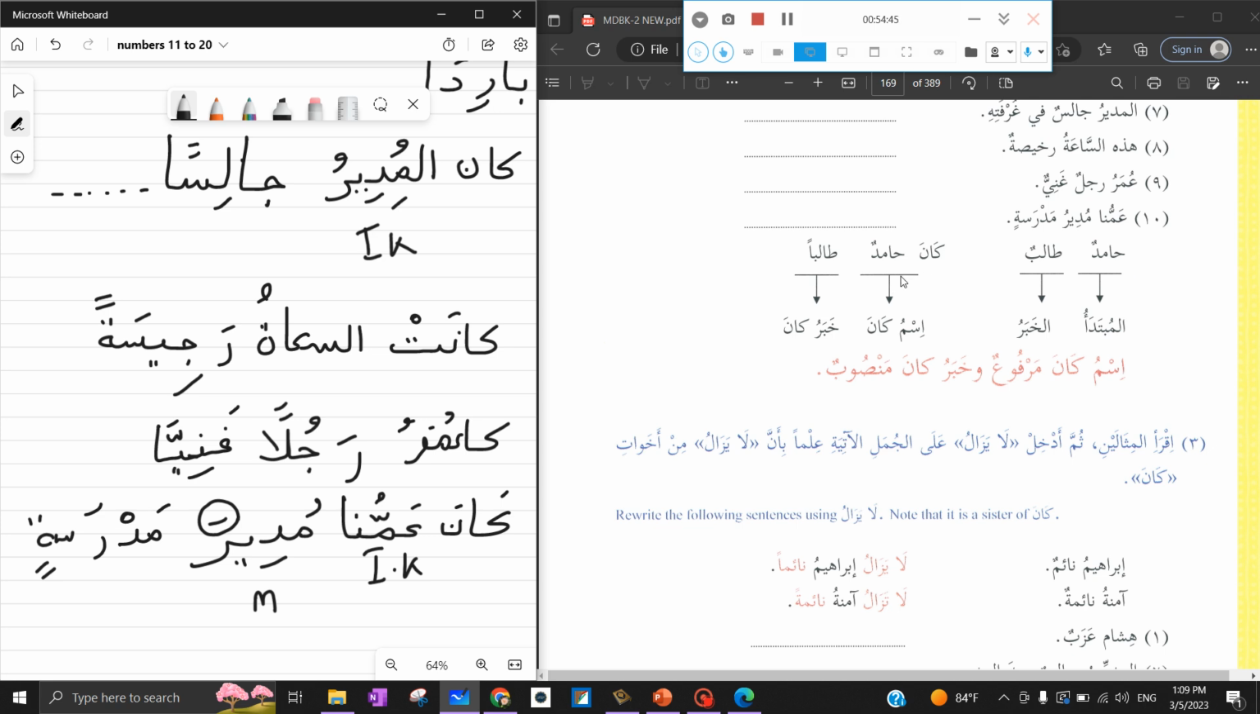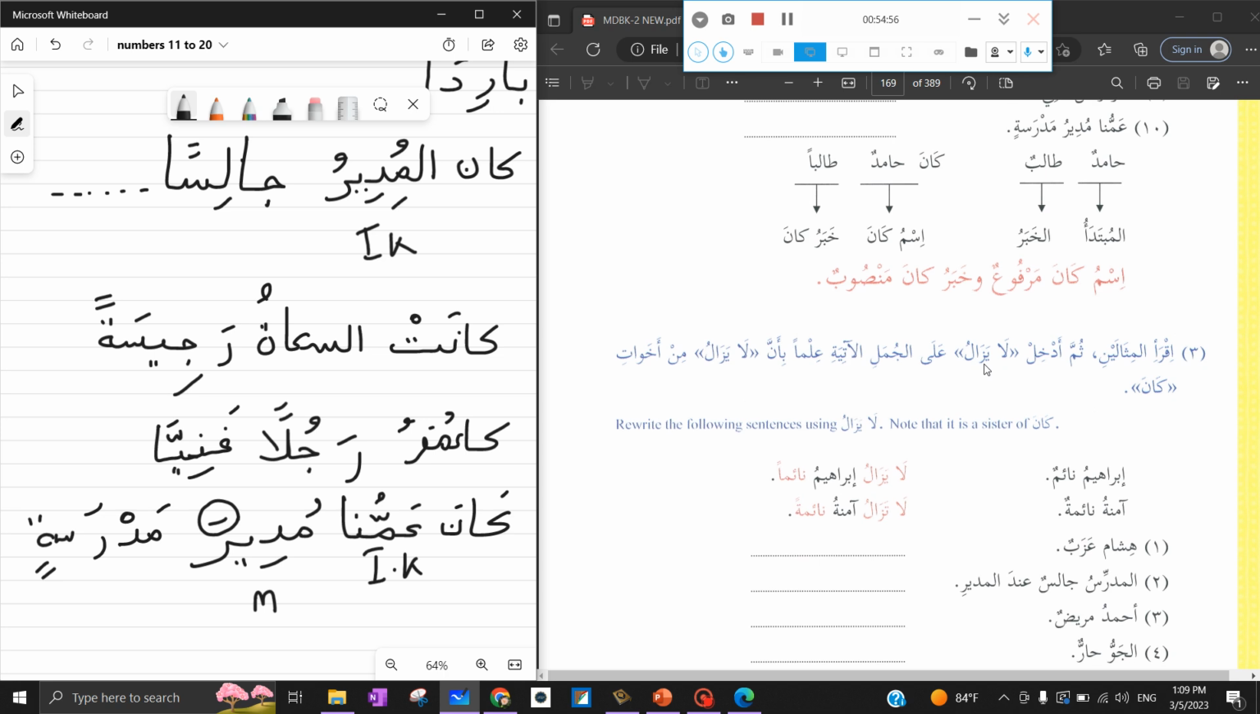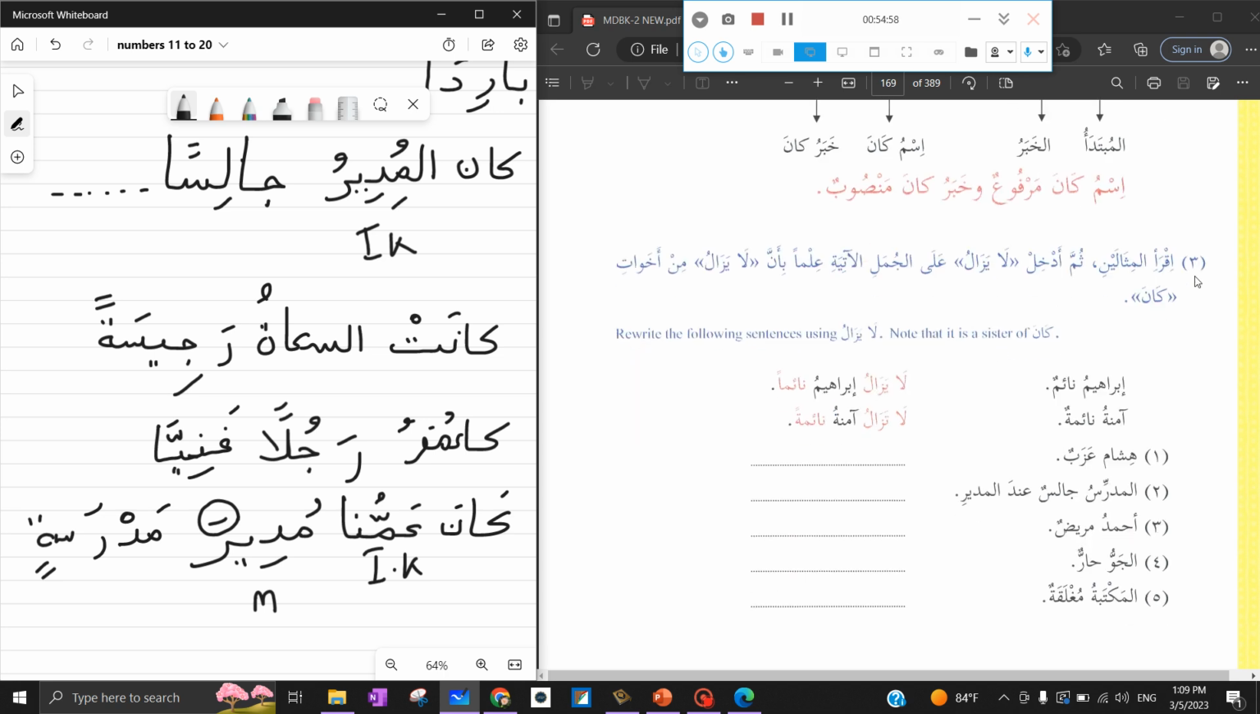It will do the same opposite of rule inna. So the first mubtada becomes ism kana and the khabar becomes khabar kana. It's simple. Ism kana is marfu and khabar kana is mansub. It's that simple. Let's go on to exercise number 3. اقرأ مثالين ثم أدخل لا يزال.